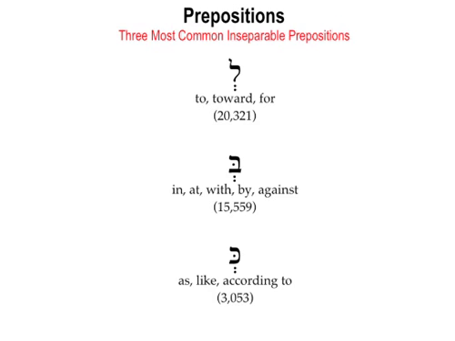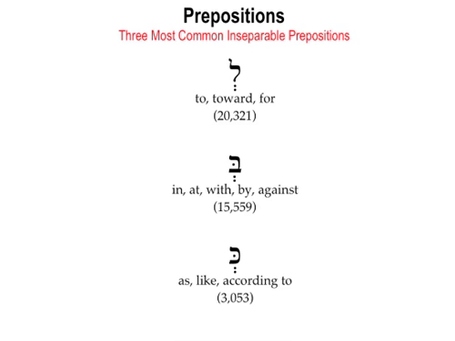So we need to take some time and learn how these words are spelled or how they'll appear in context. You'll see on your screen now the three inseparable prepositions: the lamed preposition, the beit preposition, and the kaf preposition. You'll see, for example, that the lamed preposition occurs over 20,000 times in Hebrew, the beit preposition over 15,000 times, and the kaf preposition over 3,000 times.